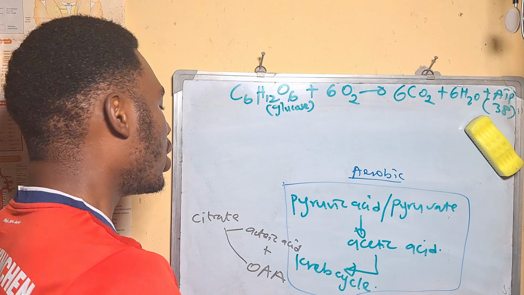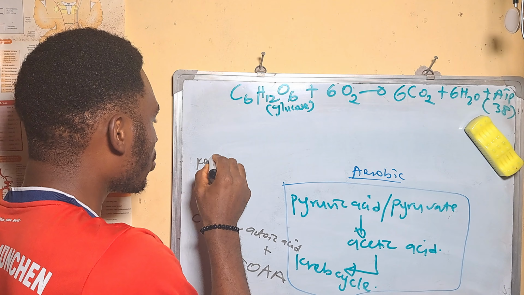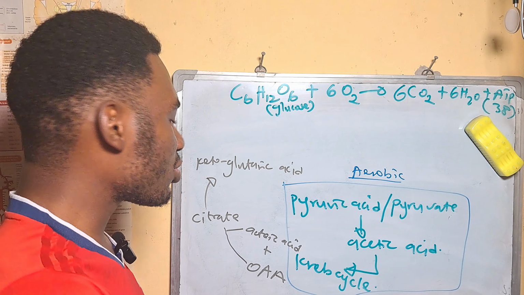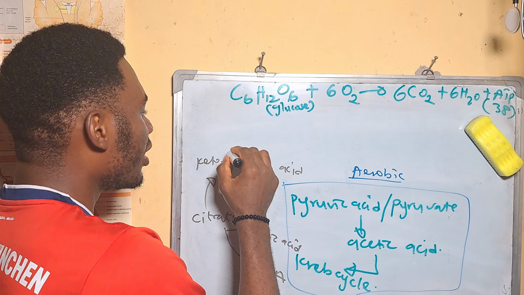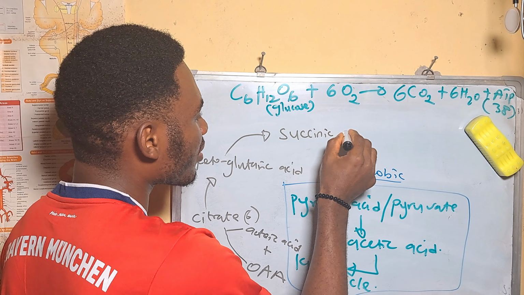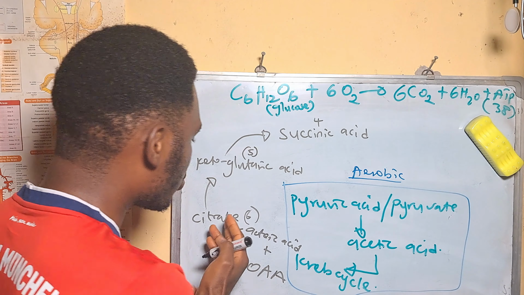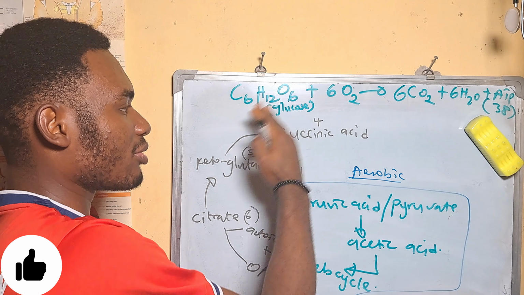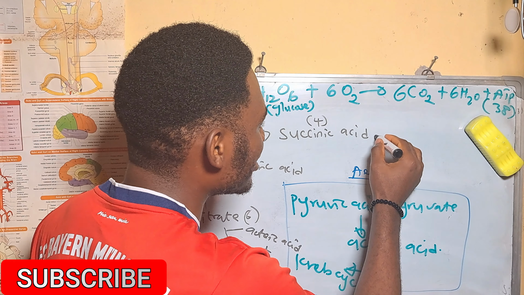This 6-carbon molecule is going to be decarboxylated to a 5-carbon keto-glutaric acid. From here, it is also going to be decarboxylated again to form succinic acid, which is a 4-carbon molecule. Here is 5-carbon; from here, it was 6-carbon. It got decarboxylated to form 5-carbon, and from here it also got decarboxylated to form 4-carbon succinic acid.